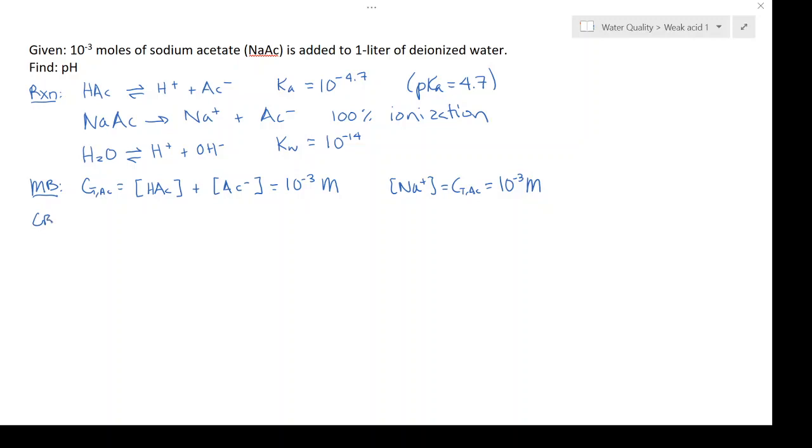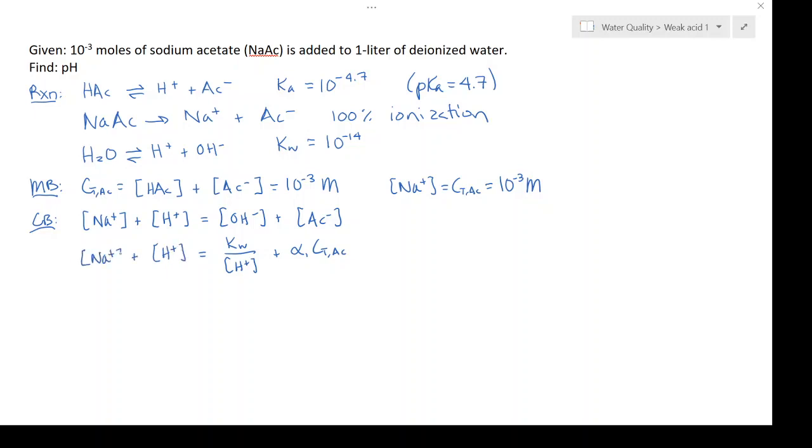The next step is to write out the charge balance. We're using an analytical solution here. So I write all the positive species on the left: sodium and hydrogen ion. Then on the negative side I have hydroxide and acetate. I'll make some substitutions here. For the hydroxide, this is K sub W over H plus. And for the acetate, I'll substitute in alpha 1 times C T.